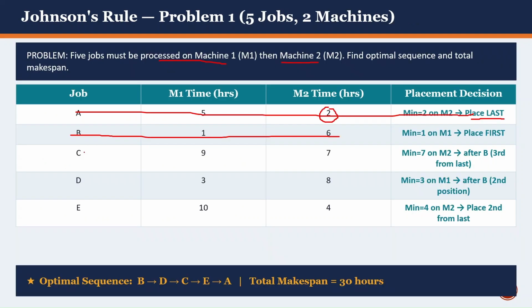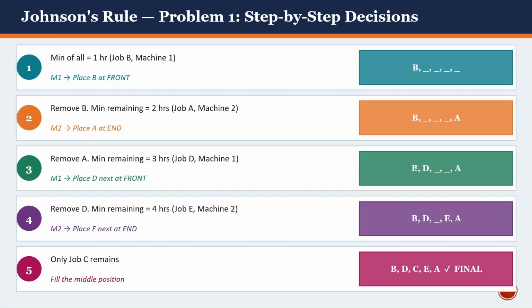Now the remaining parts are C, D, E. Now out of that, which is minimum? The minimum observed is this 3. It is observed on M1. So if it is observed on M1, then what I'll do? I'll put that next to B. So this is B, D, and A. So I'll scratch that D because I already scheduled. Now remaining is C and E.